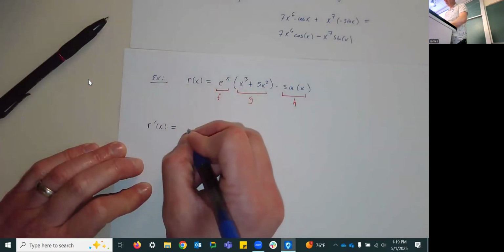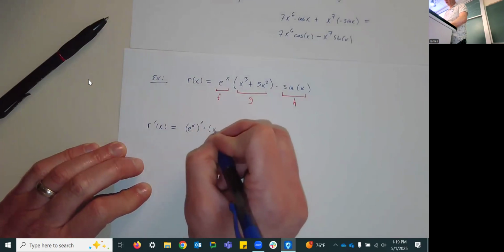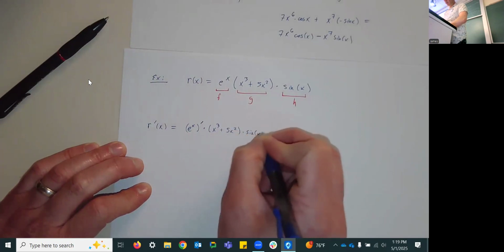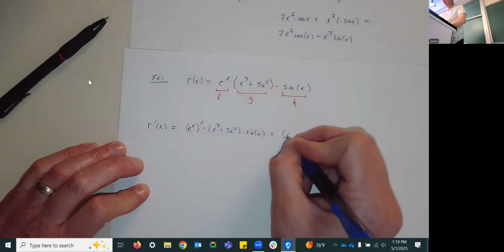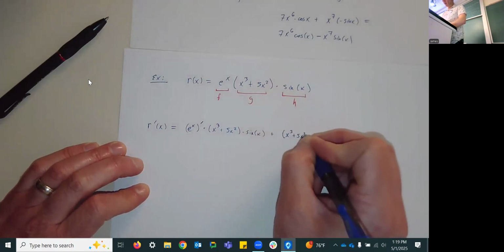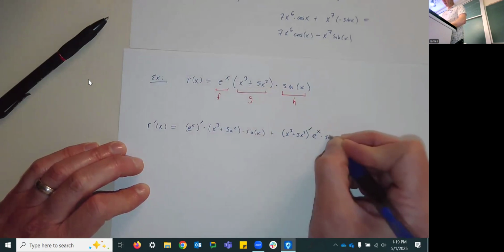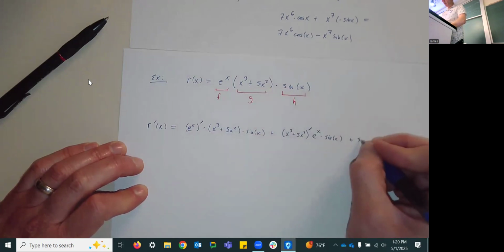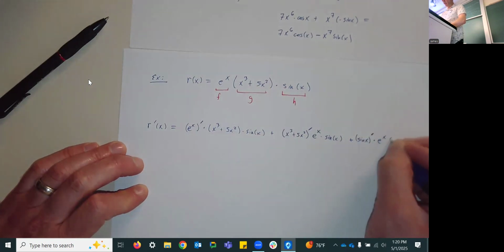And so let's just write it down smartly. The derivative of e to the x times the other two things left alone, plus the derivative of g, so the derivative of x cubed plus 5x squared, times the other two things left alone, so e to the x times sine of x. And thirdly, the derivative of the last thing, sine of x, times the other two pieces left alone, e to the x times x cubed plus 5x squared.